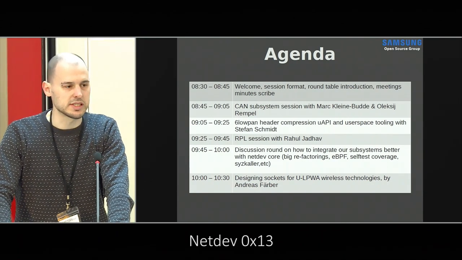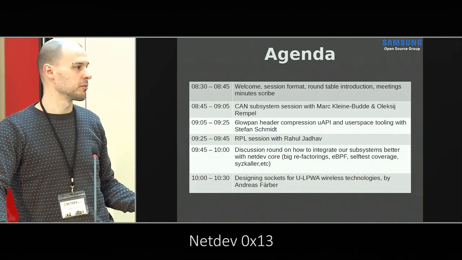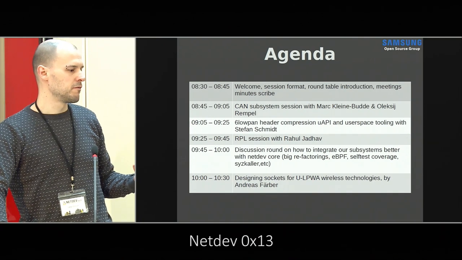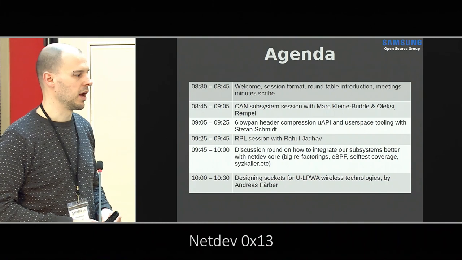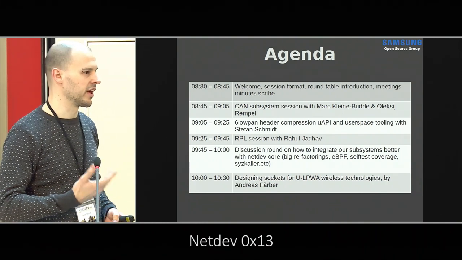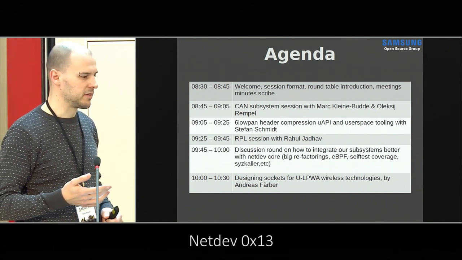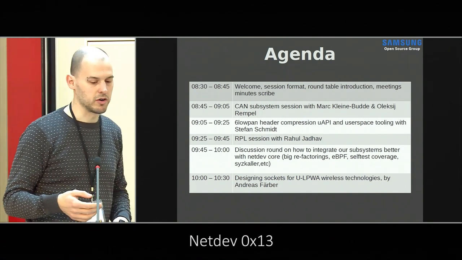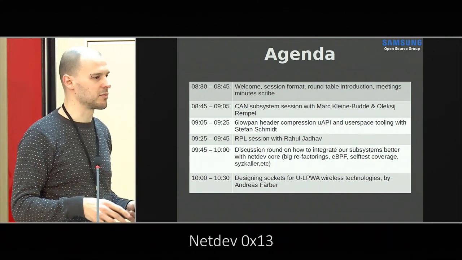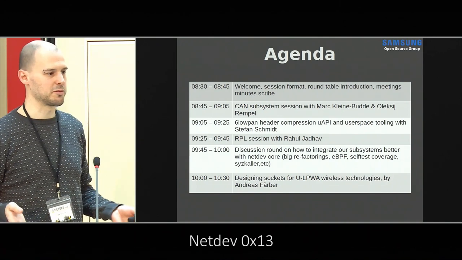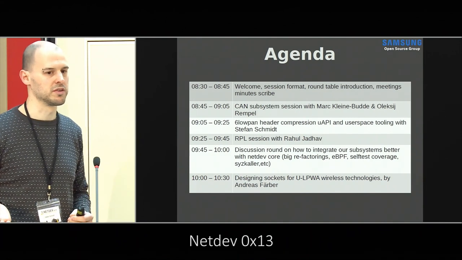I wanted to use this time to ask you, when you work on other subsystems, how you find interacting with NetDev core, and how useful the generic tools they have are. For example, I often have problems when there are reports from syzkaller or self-test coverage, because they always target the big subsystems like Ethernet, IP, and the core subsystems, but they never really touch the other subsystems. I guess they are not even enabled by default in these tools, right?